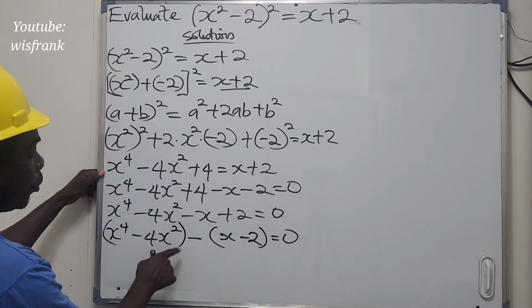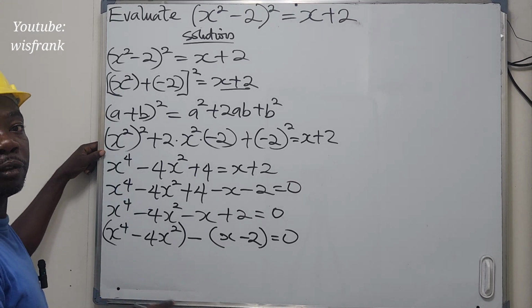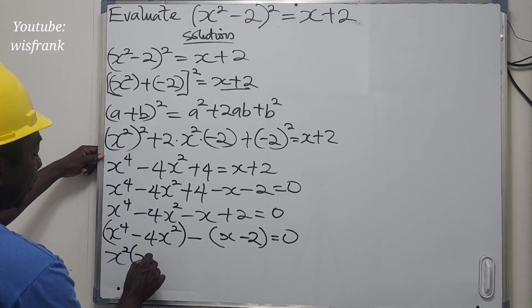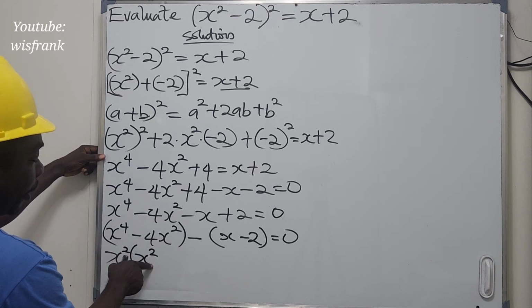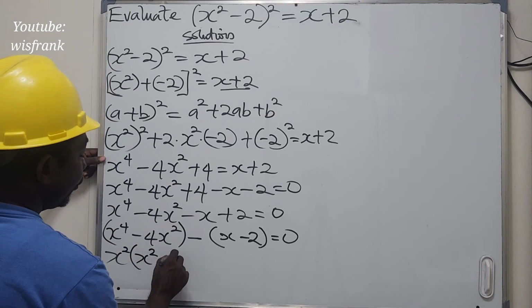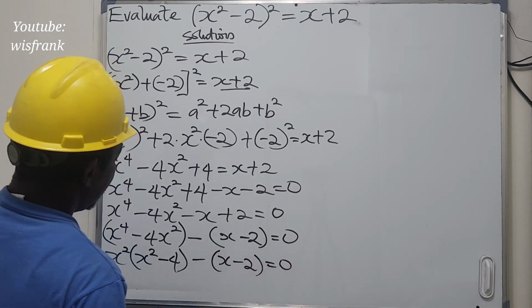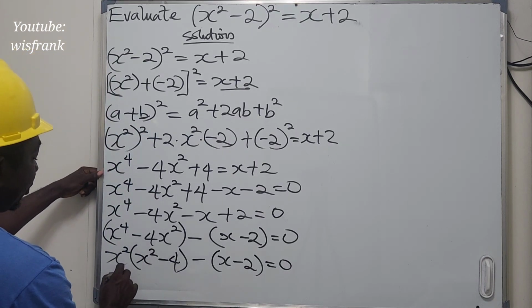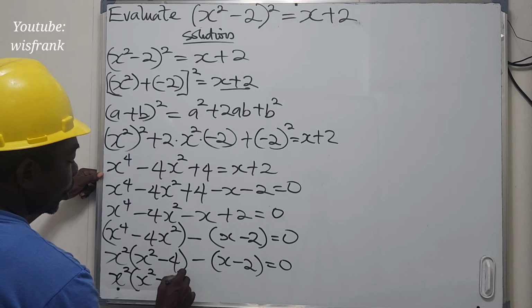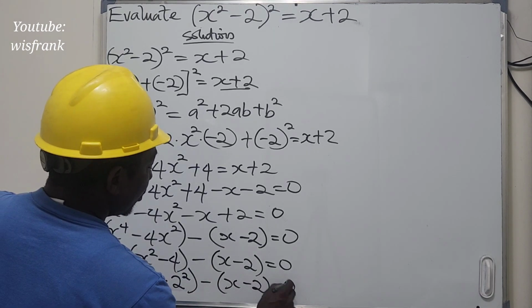So we have these two parentheses now. Here we have x⁴, and x² is common, so we can factor it out. So we have x² into (x² − 4), because dividing x⁴ by x² gives x², and dividing −4x² by x² becomes −4. Then this is −x − 2 = 0. So this is the same thing as x²(x² − 2²) − (x − 2) = 0.